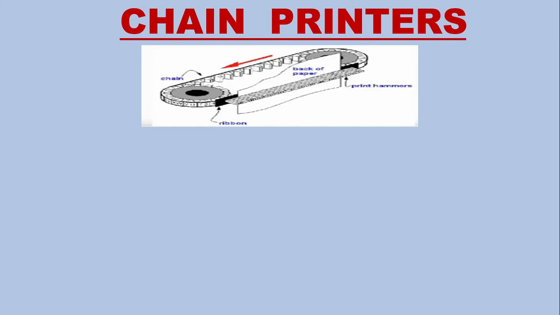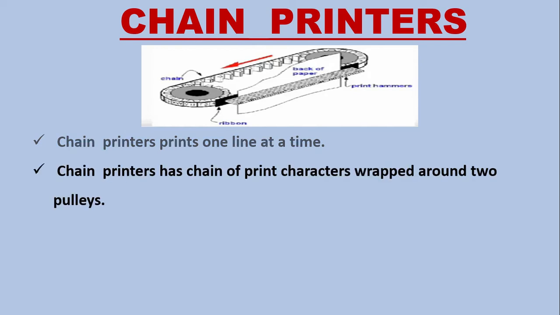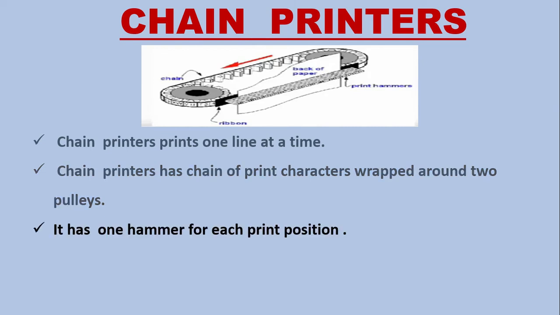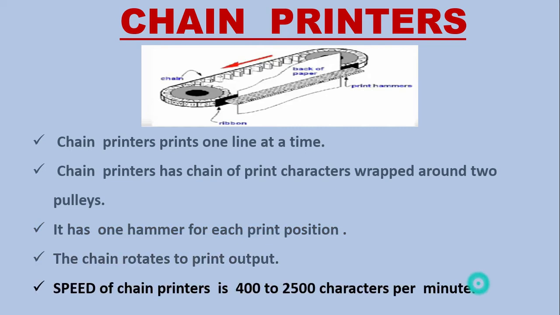Chain printer is also a line printer. A chain printer has a chain of print characters wrapped around two pulleys. It has one hammer for each print position. The chain rotates to print output. The speed of chain printers is 400 to 2500 characters per minute.